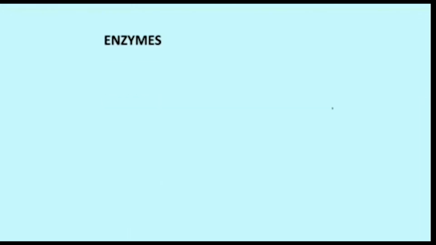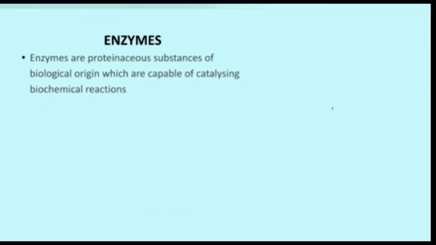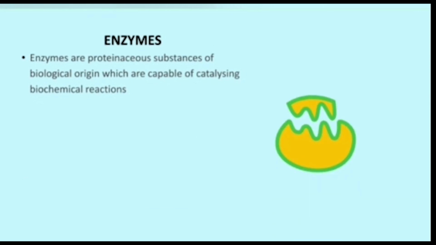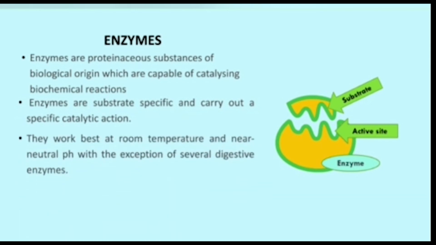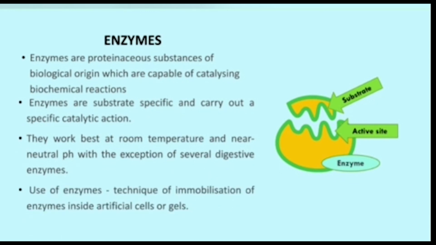Enzymes. Enzymes are proteinaceous substances of biological origin which are capable of catalyzing biochemical reactions. Enzymes are substrate specific and carry out a specific catalytic action. They work best at room temperature and near neutral pH, with the exception of several digestive enzymes. Use of enzymes: technique of immobilization of enzymes inside artificial cells or gels. Most of them are obtained from microbes.